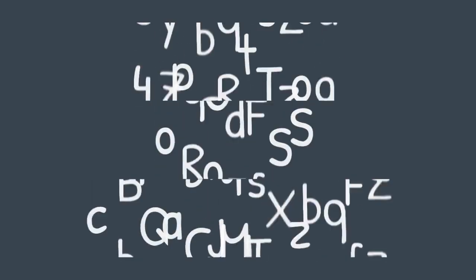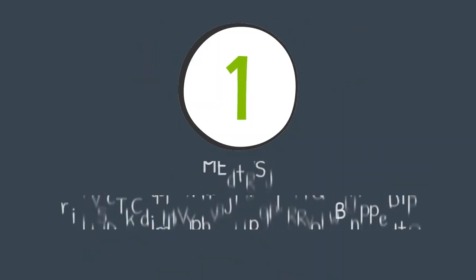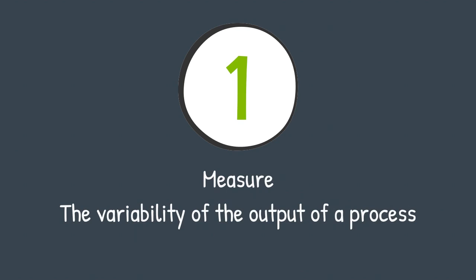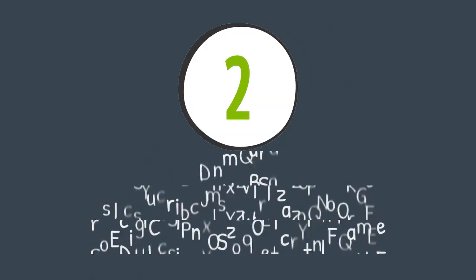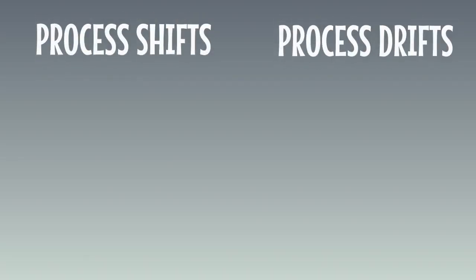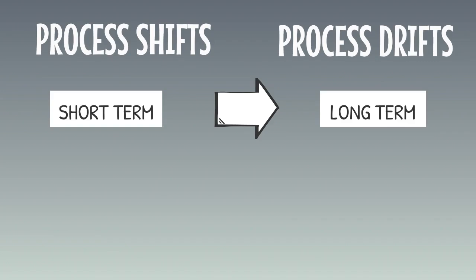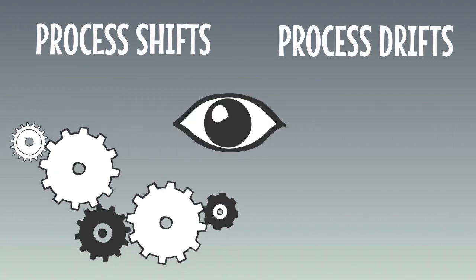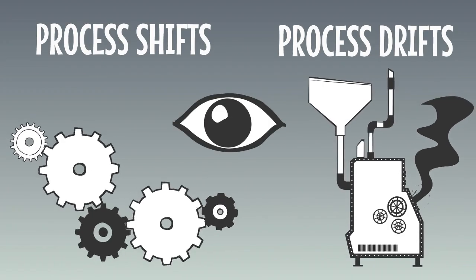2 parts of process capability are: 1. Measure the variability of the output of a process. 2. Compare that variability with a proposed specification or product tolerance. Then we have process shifts and process drifts, which is a type of short-term to long-term variation during manufacturing, which needs to be monitored so as not to cause defective products in the long run.